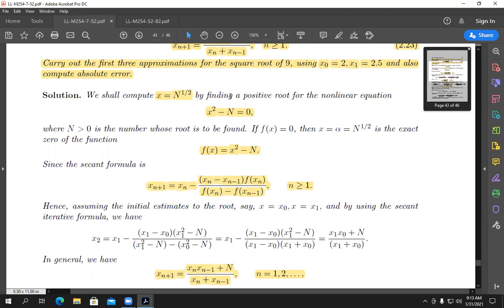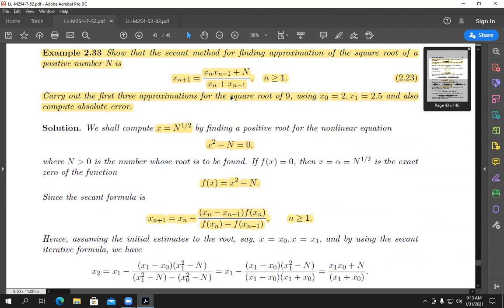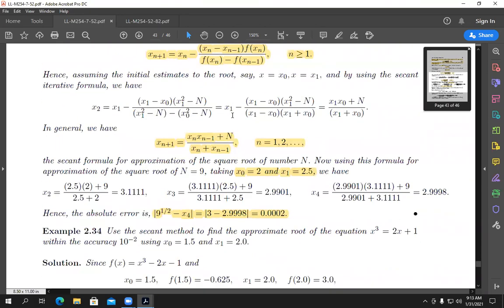And after finishing the first part, he said, use this formula to find the third approximation. So that means you have to use the formula 3 times. To use this formula, you need x0 given by the teacher, x1 given by the teacher, and n. And he says square root of 9, and n is your 9.